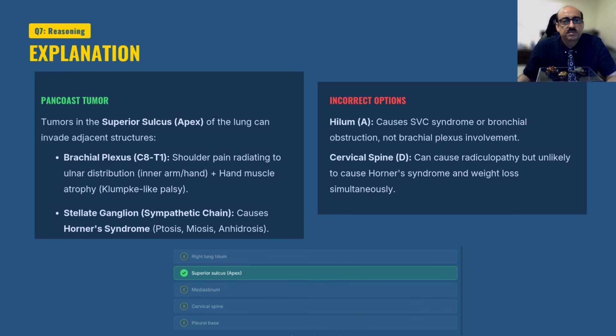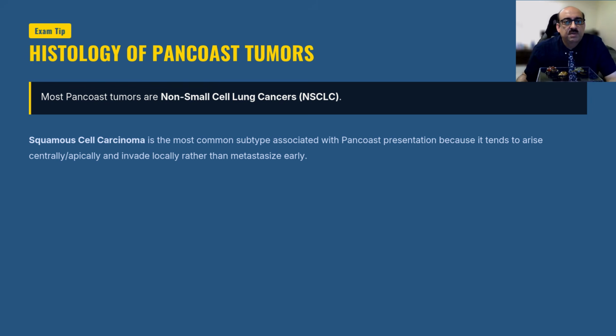Just another quick exam tip about the histology of Pancoast tumors. You might come across a question in step 1 or step 2. So remember that most Pancoast tumors are usually non-small cell lung cancers. And squamous cell carcinoma is the most common subtype associated with this presentation, and it tends to arise centrally and apically and invades locally rather than metastasizing early. So this is one of the key learning points from exam tips.